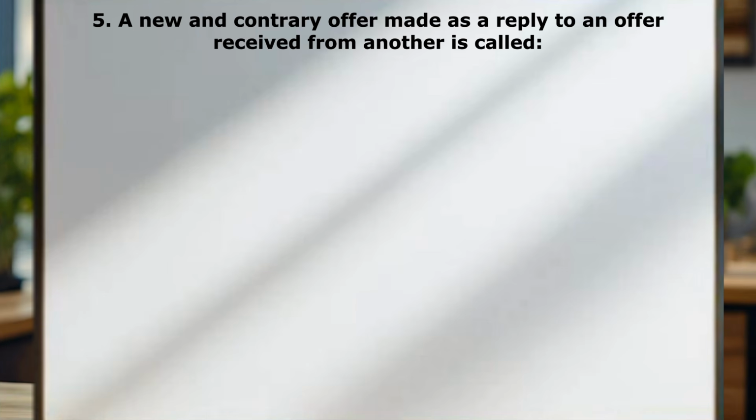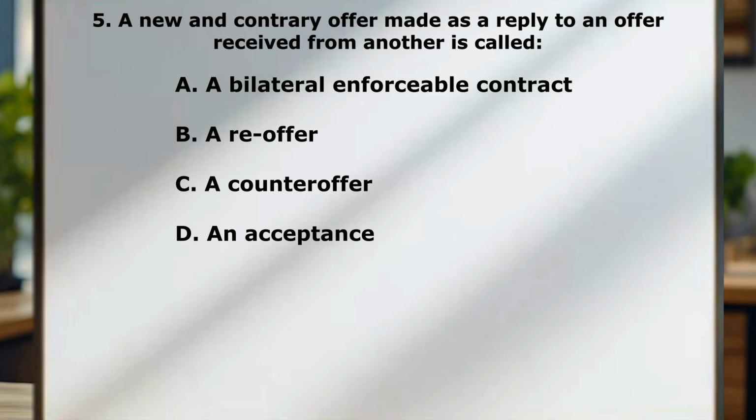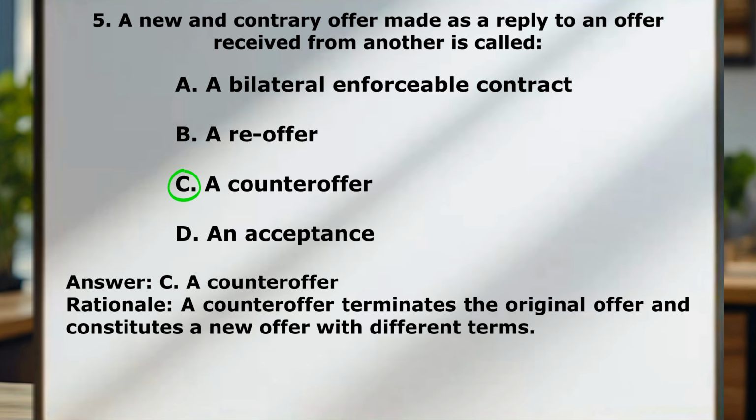Question number 5. A new and contrary offer made as a reply to an offer received from another is called A, bilateral enforceable contract. B, a re-offer. C, a counter offer. D, an acceptance. Correct answer here is C, a counter offer. So a counter offer terminates the original offer and constitutes a new offer with different terms.